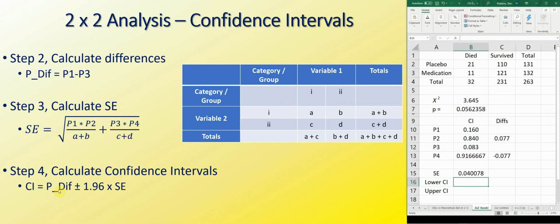So the final step is to get our confidence intervals, and you can see we've got our equation over here, so we've got our difference. So obviously I have 2 differences, our negative one and our positive one, so I'm going to do 2 sets of confidence intervals and look if that impacts on the interpretation.